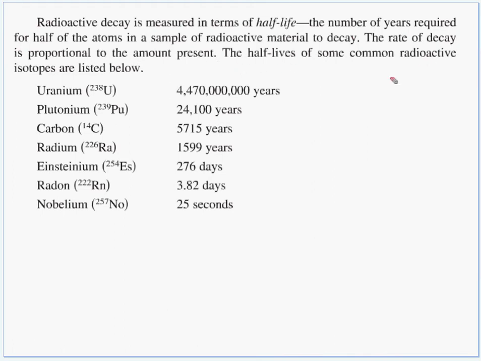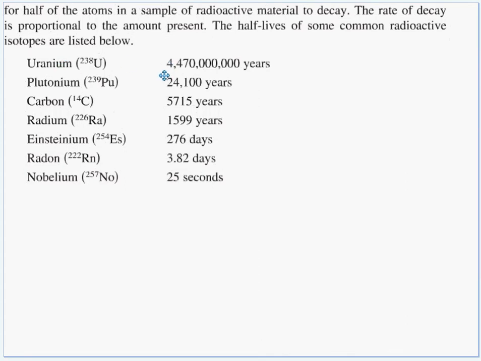Now here below we have some half-lives of common radioactive isotopes. Uranium, almost 4.5 billion years. Plutonium, 24,100. Carbon, 5,715 years. If you've ever heard of carbon dating, they can figure out how old some stuff is by the decay of carbon. Radium, about 1,600 years. Einsteinium, less than a year. Radon, 3.82 days, and nobelium decays, half of it disappears every 25 seconds.